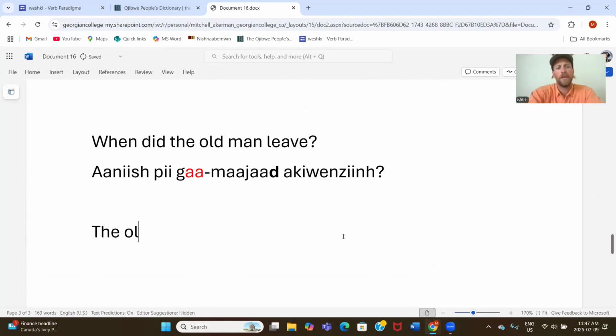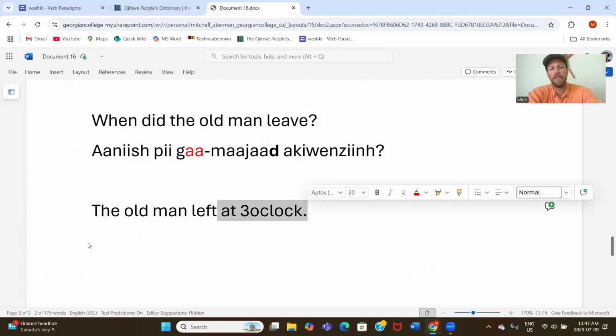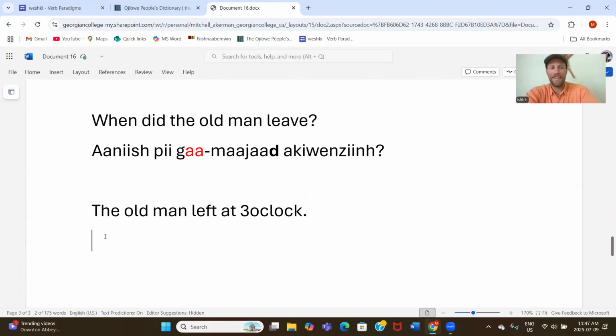Let's say the old man left at 3 o'clock. We're going to lead with at 3. But remember, times are verbs in Ojibwe. They are VII verbs. So 3 o'clock is niso diba iganet. It is 3 o'clock. Niso diba iganet, period. That's A form.